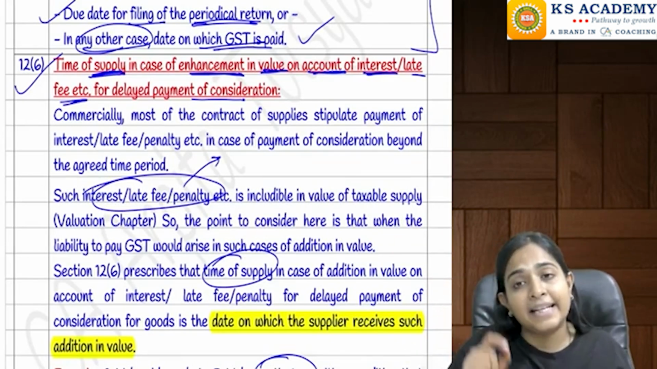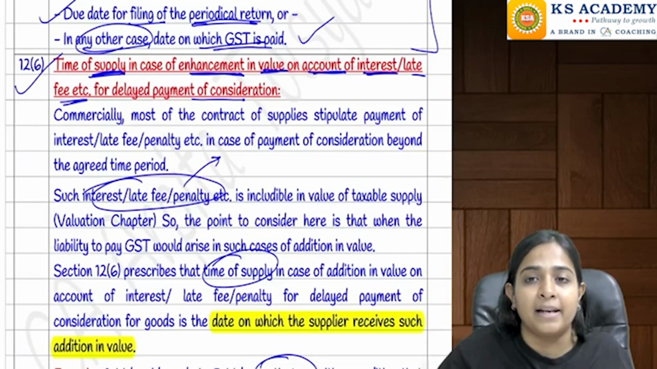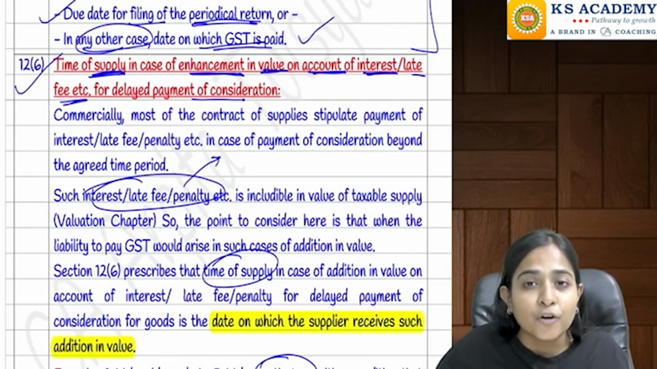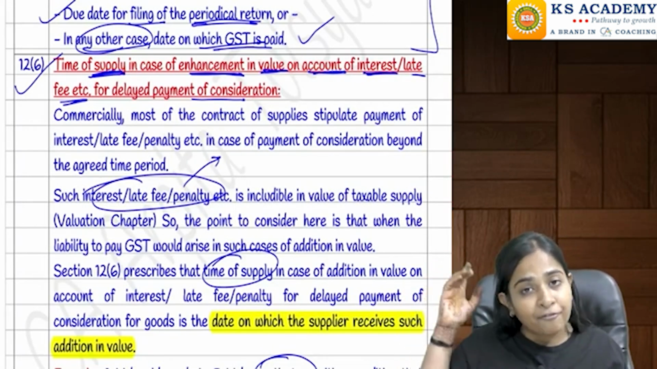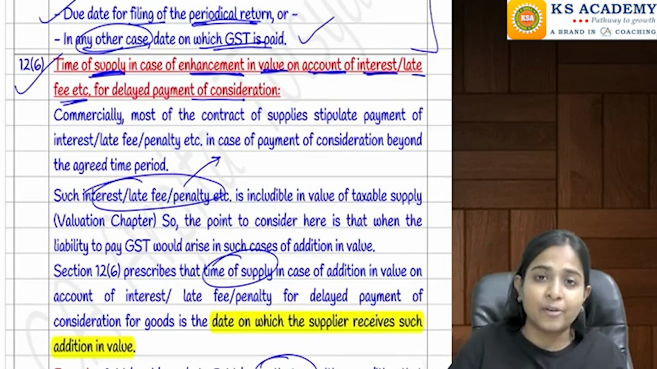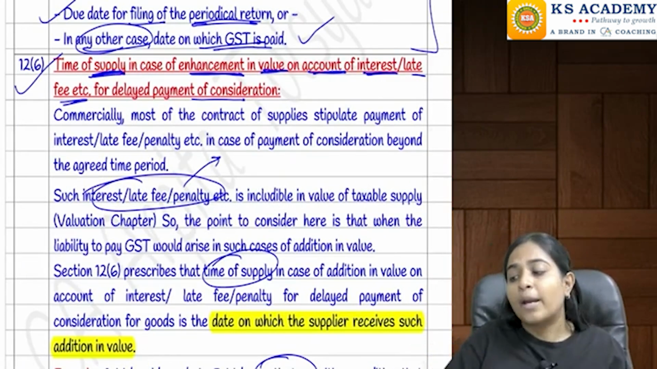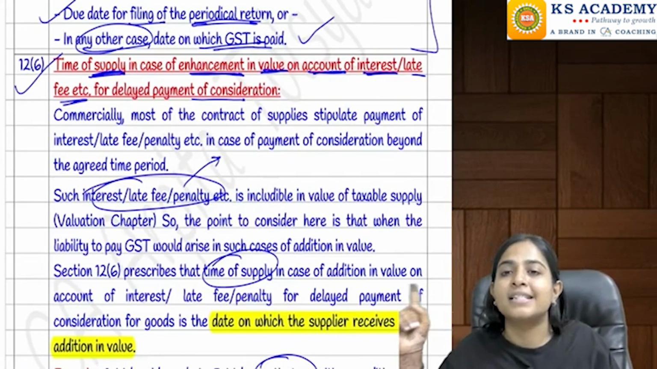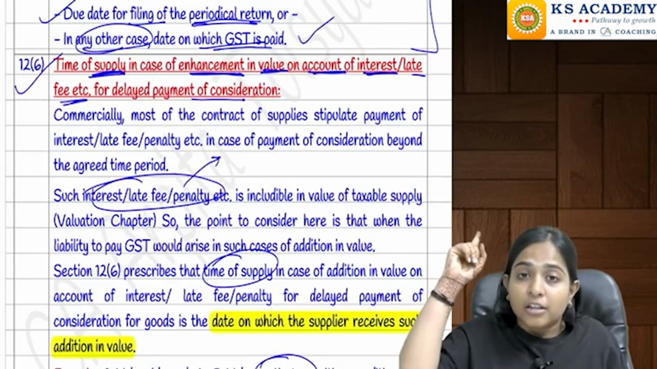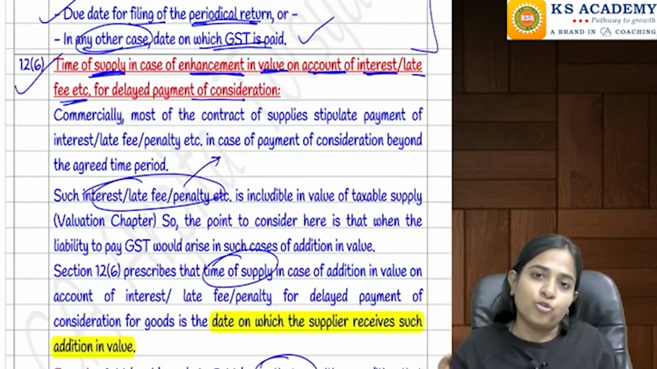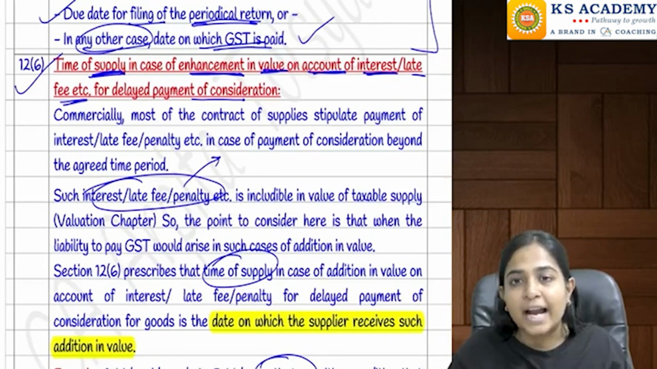One more example. Let's say supply happened in the month of April, and I received the payment in the month of June. So the time of supply for the goods will be calculated in the month of April itself. But for that 5,000, since I received the money in the month of June, the time of supply will be June for that. Are you clear with this?